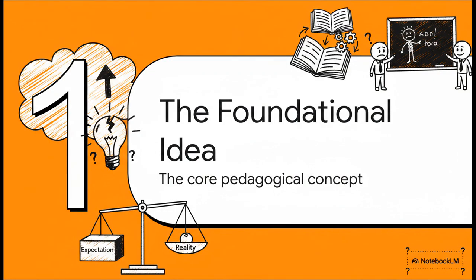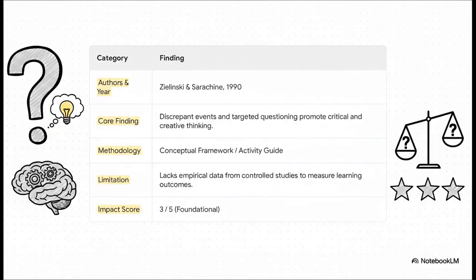All right, first things first. Let's dig into the foundational idea. We need to answer the big question, what is a discrepant event when we're talking about teaching? Our journey starts way back in 1990 with a paper by Zielinski and Sarachin. And really, this paper sets the stage for everything. Their core idea? That if you show students something that totally goes against what they expect, a real, wait, what moment, and then you hit them with some smart questions, you can seriously kickstart their critical thinking.